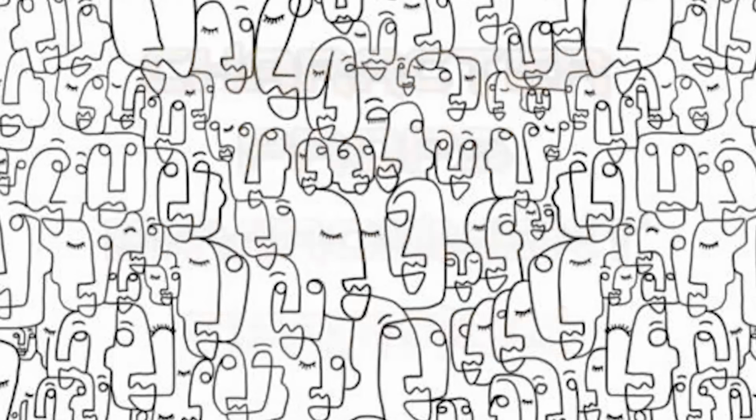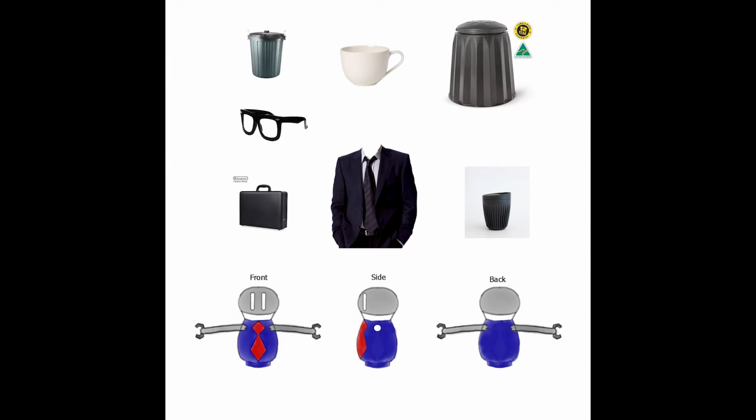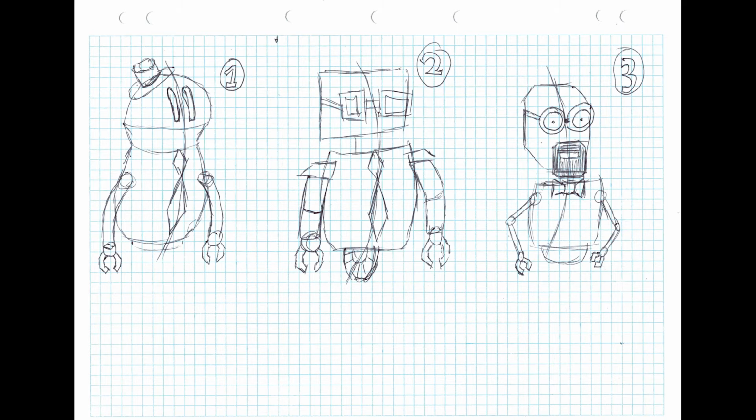The next part is characters, props, and environment creation. We made a mood board for our characters, which basically shows the feel of the character. I wanted more of a business sort of round look, with a teacup head. These are the 3 designs for my characters.